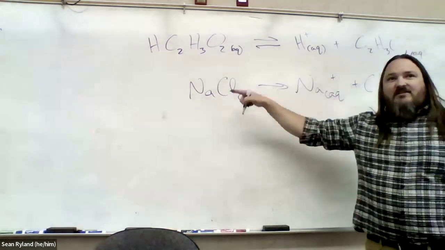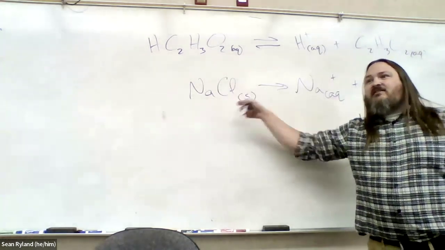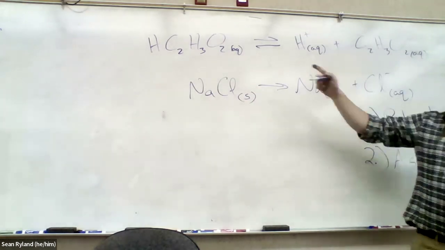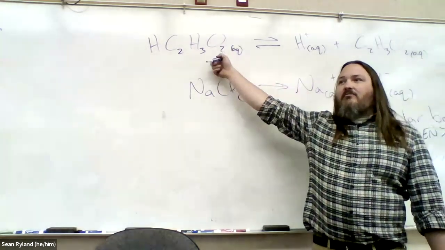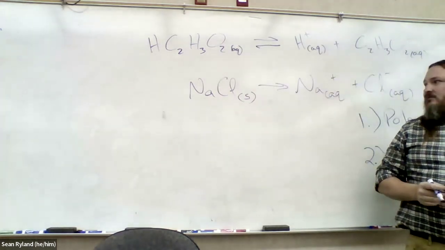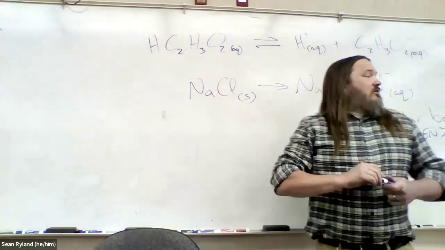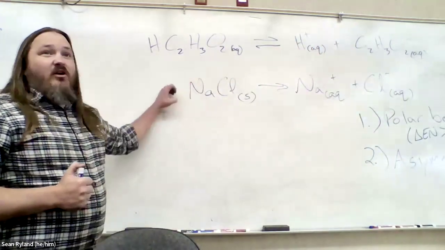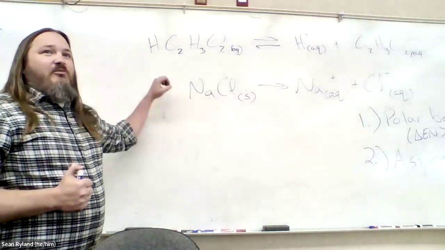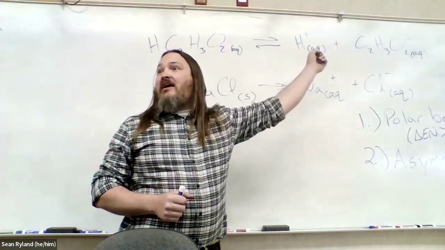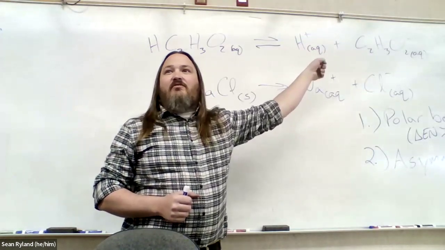So sodium chloride is a strong electrolyte because it dissociates 100%. Acetic acid is a weak electrolyte because it dissociates less than that. And so this idea of dynamic equilibrium, we're going to come back to, because it turns out we actually have a way to calculate that.